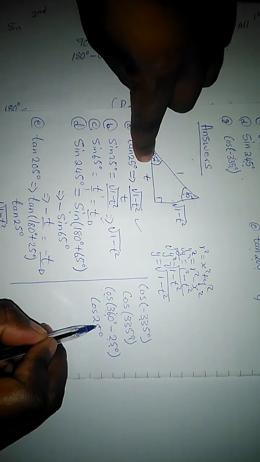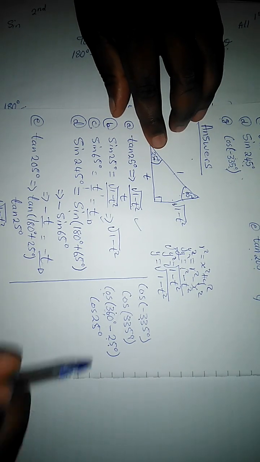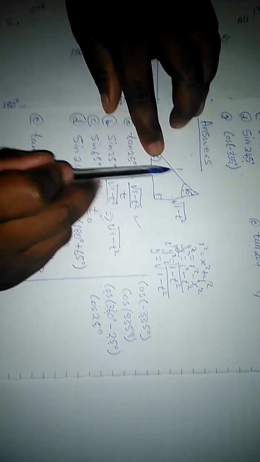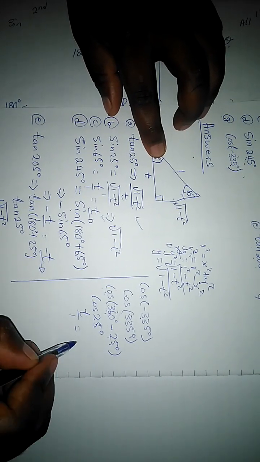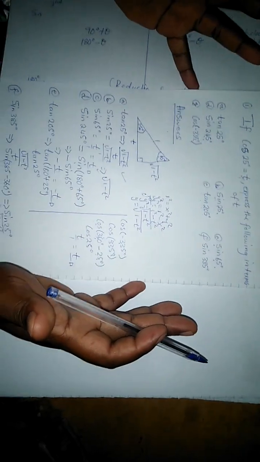Since it's cos of 25, I will check from here, what is cos of 25? Cos of 25 is adjacent over hypotenuse, that is t over 1, which is equal to t. So now we are done with these questions. Make sure, grade 11s, you catch these, okay? These are very, very important. Such problems are very important.